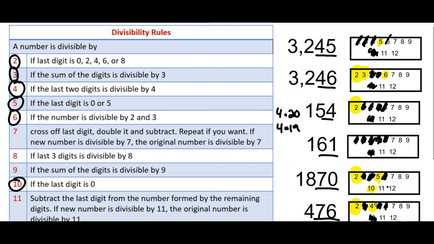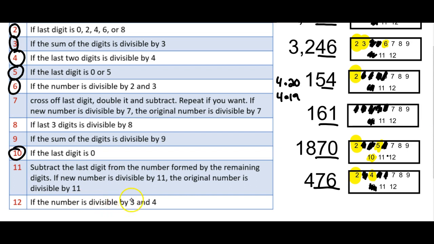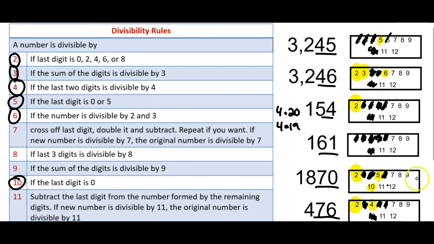Now, I'm going to go ahead and jump down to 12, our rule for 12, which you can't see on the screen. It says if a number is divisible by 3 and 4. The only number we had divisible by 4 was 476, which is not divisible by 3. So none of these numbers I have up here are divisible by 12.